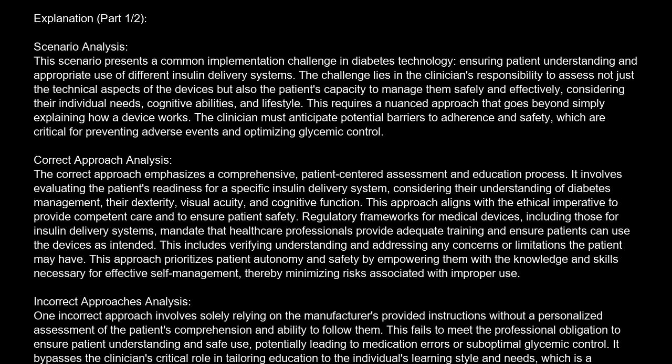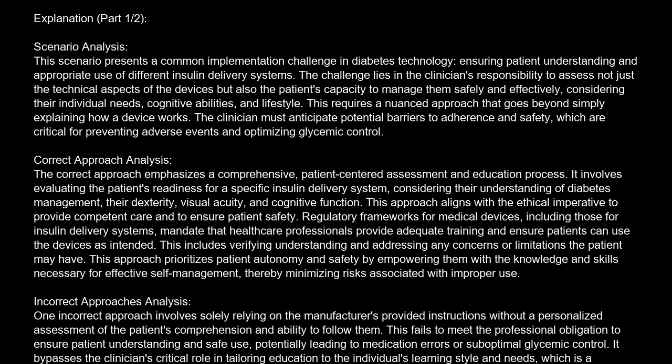Provide the patient with the insulin pump manufacturer's user manual and schedule a follow-up appointment in 3 months to review their progress. Explanation. Scenario analysis. This scenario presents a common implementation challenge in diabetes technology, ensuring patient understanding and appropriate use of different insulin delivery systems. The challenge lies in the clinician's responsibility to assess not just the technical aspects of the devices, but also the patient's capacity to manage them safely and effectively, considering their individual needs, cognitive abilities, and lifestyle.